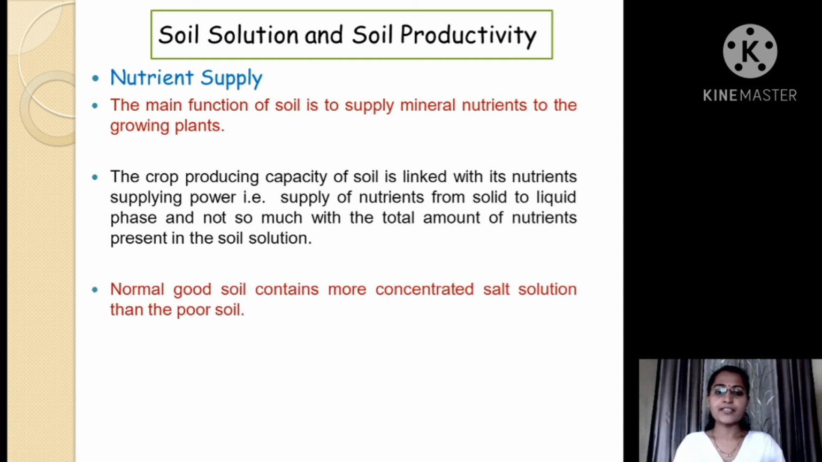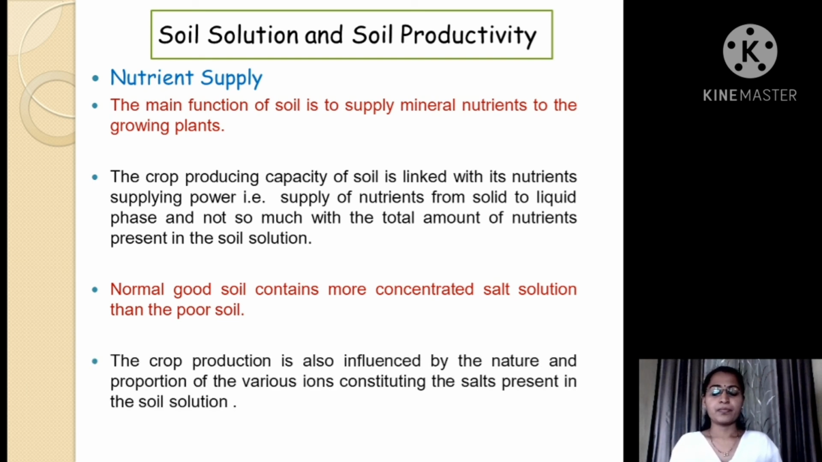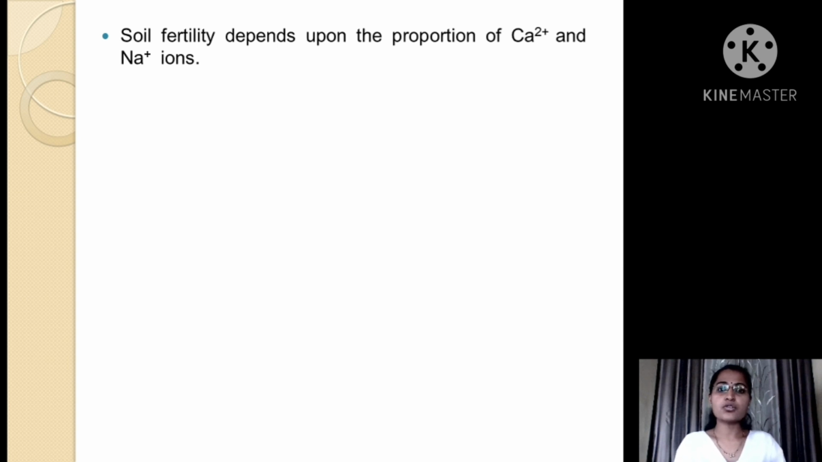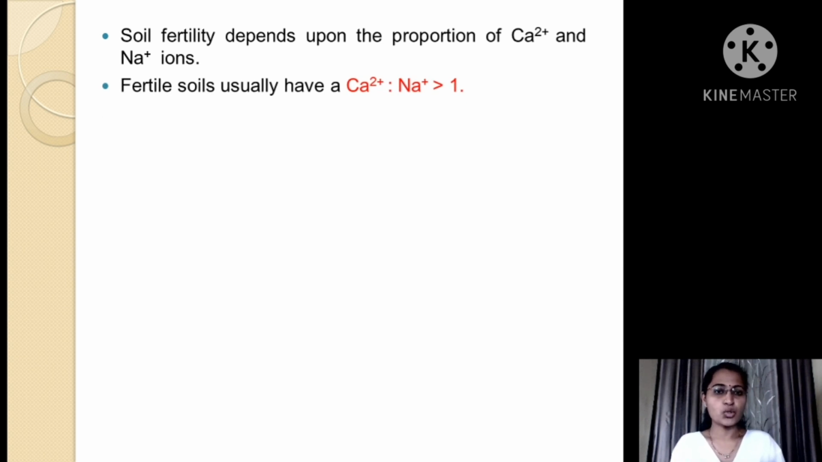Normal good soil contains more concentrated salt solution than poor soil. Hence, crop production is also influenced by the nature and proportion of various ions constituting the salts present in the soil solution. Soil fertility also depends upon the proportion of calcium and sodium ions. Fertile soils usually have a ratio of calcium 2+ to Na+ greater than 1.